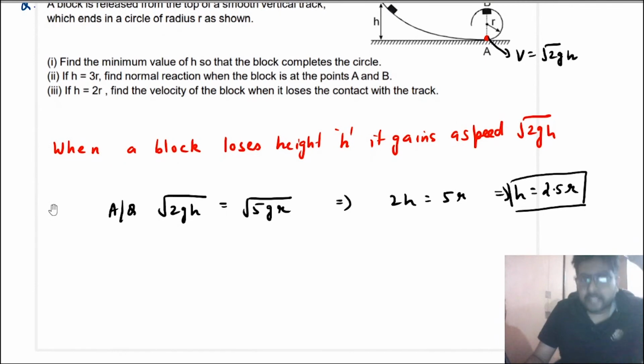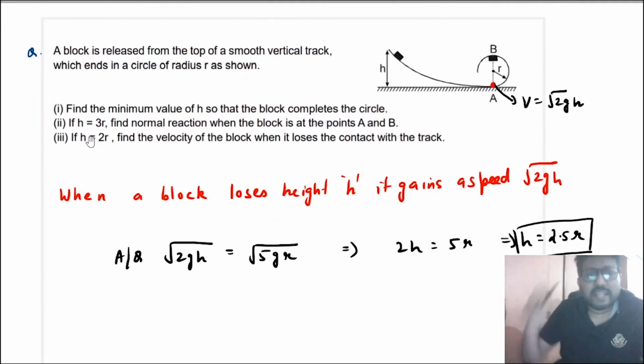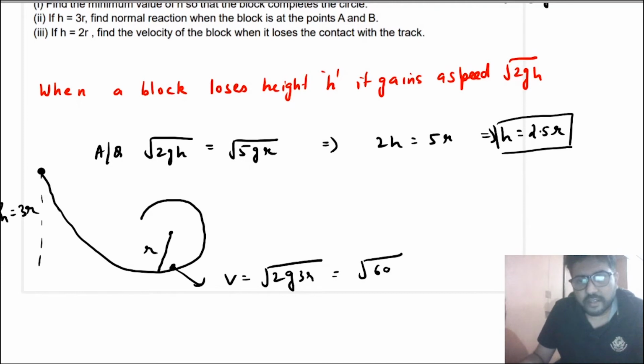Now if h is 3r, what will happen? Then it will easily complete the vertical circle, right? So if h is 3r, in that case at this point the speed will be root 2 gh, that is, for 3r, root 6 gr. And you know that when the speed here is root 6 gr, the speed here will be root 2 gr, and the normal here will be mg.